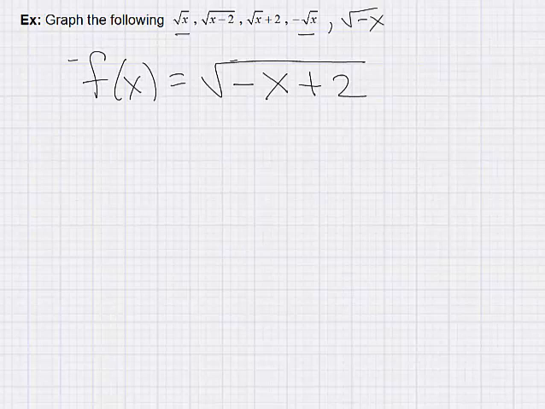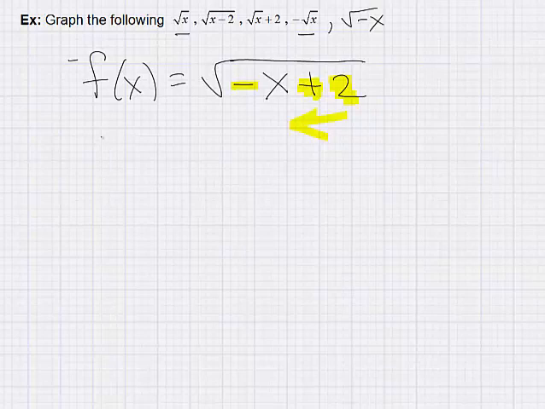So what do you see? There's two things you see here. You see this negative and this plus 2. So there's a negative inside, so you would think flip over the y-axis, and a plus 2 inside, which normally you would think move to the left. But there's a problem here.